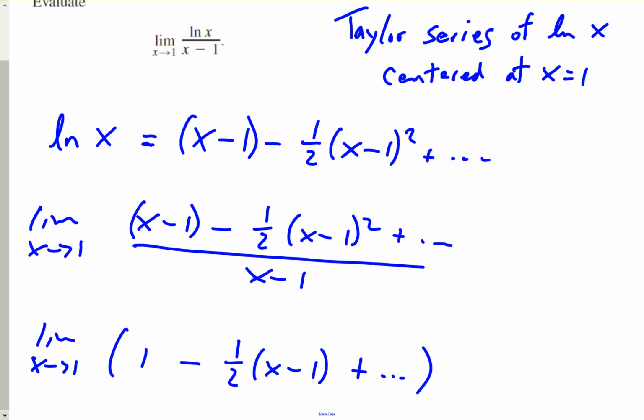And if we apply the limit as x approaches 1, well, this one stays, but then if we plug 1 in here, this one goes to 0, and then any of the other ones, when we plug 1 in, will go to 0. So the only thing left is the 1, so the limit here would be 1. Okay.